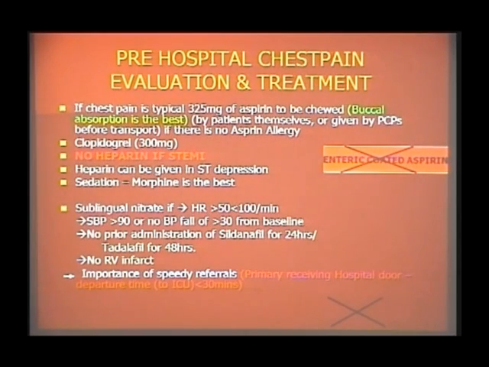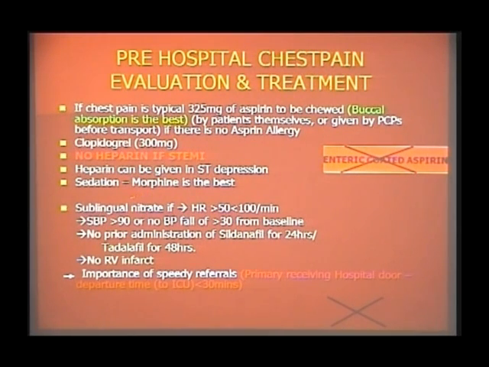You must always give 325 milligram of soluble aspirin. That's why I always advise all our practitioners to have aspirin on their table. 325 milligram of soluble aspirin, not enteric-coated aspirin. Whenever the patient comes with acute chest pain and you diagnose a myocardial infarction, give the aspirin, because aspirin and clopidogrel are poor man's thrombolytic agents. By giving aspirin and clopidogrel, you are starting the process of restoring the blood flow, lysing the clot. Then the heparin can be given if there is ST segment depression.